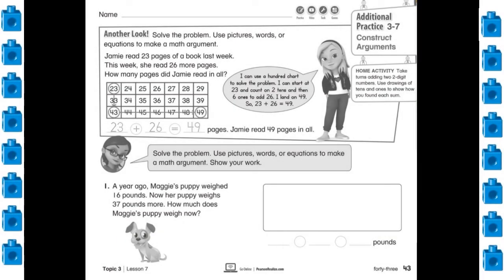So now I'm looking at the additional practice book, page 43. There's another explanation there at the top of how we can show our work and how we can explain it. Now look at the bottom. It says solve the problem, use pictures, words, or equations to make a math argument. Show your work. That's it. So please don't just give me the answer here. Show me how you did it or tell me which tool you used to figure it out.